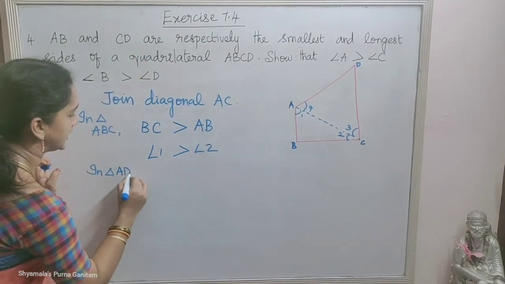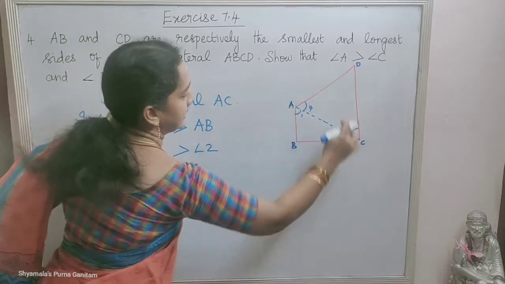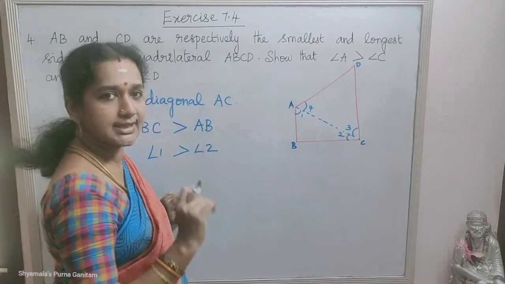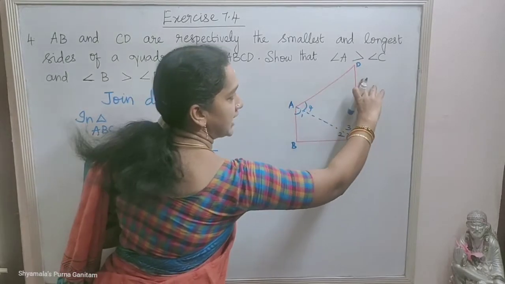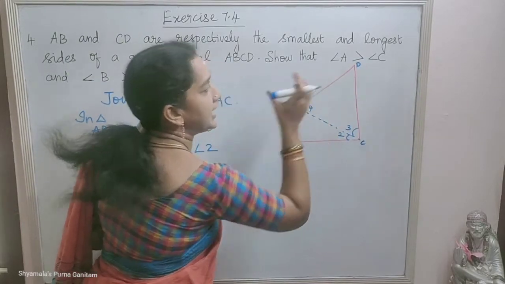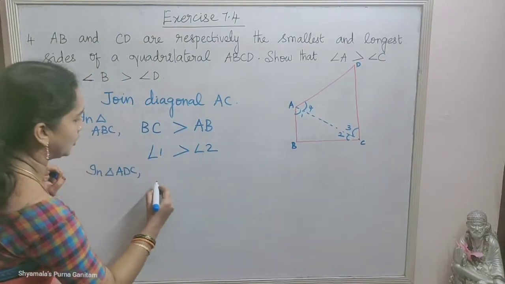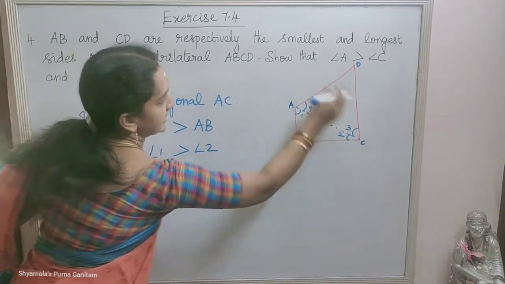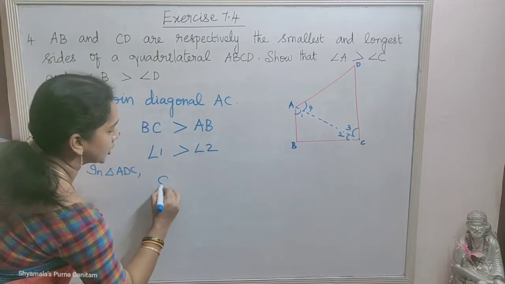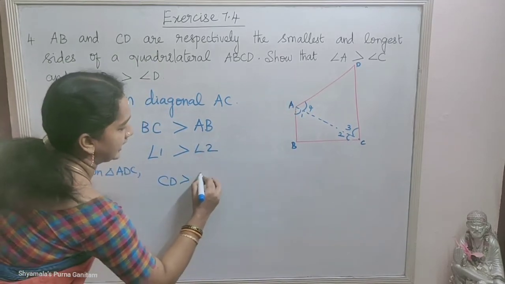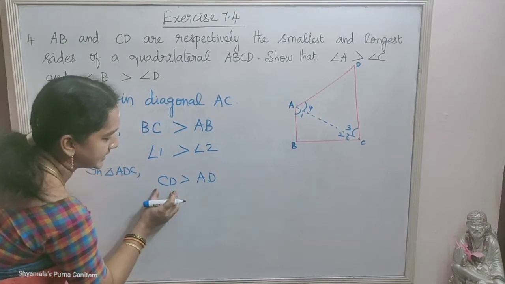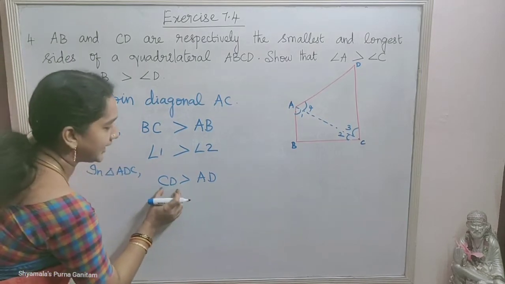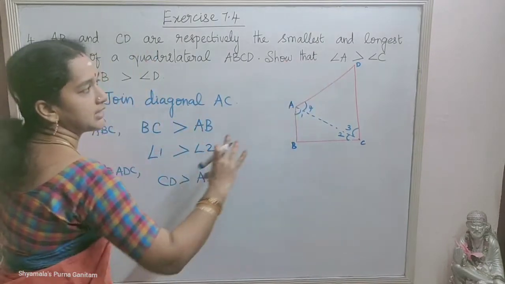In triangle ADC, it is given that CD is the longest side. So, if CD is the longest side, AD will be the shortest side. So, CD is greater than AD.